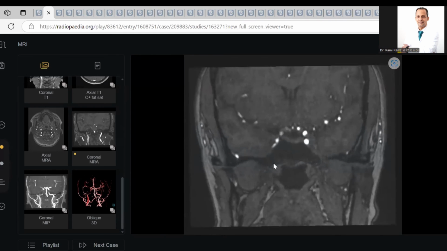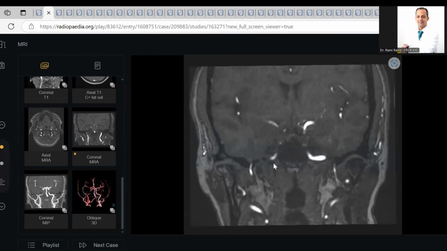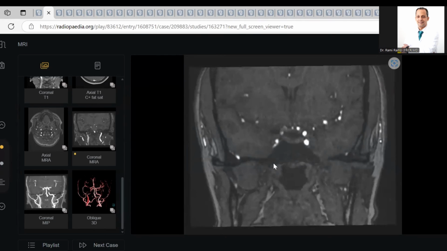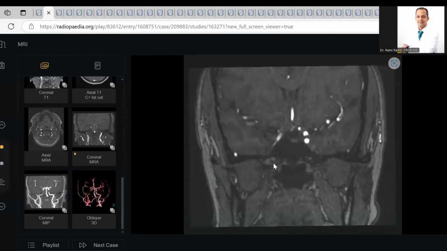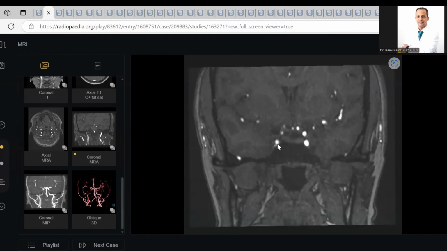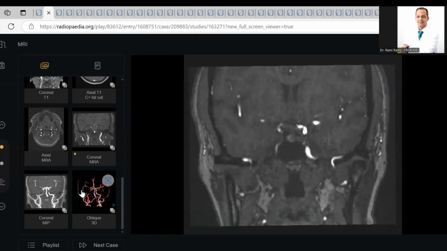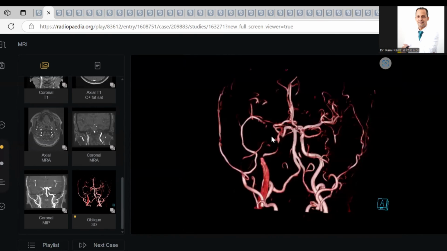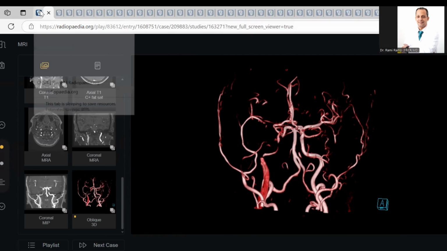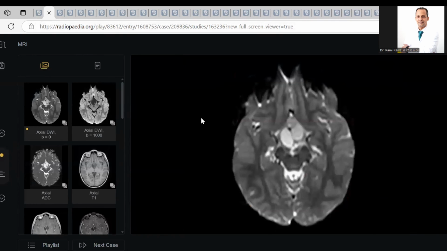There is a classification, but this is not important for us. This classification starts from narrowing and irregularity, not just complete absence. Here is marked narrowing. Compare, my friends. This is a very important case. And if we see here, it is very obvious. You can see here, the left one, the right is completely interrupted here, and the rest of the right ICA is totally narrowed.